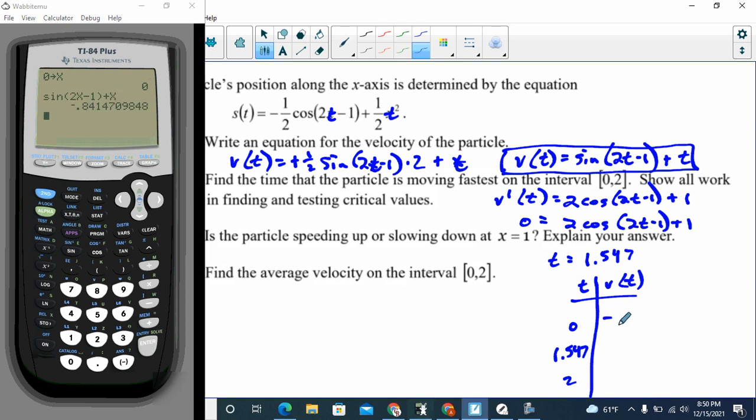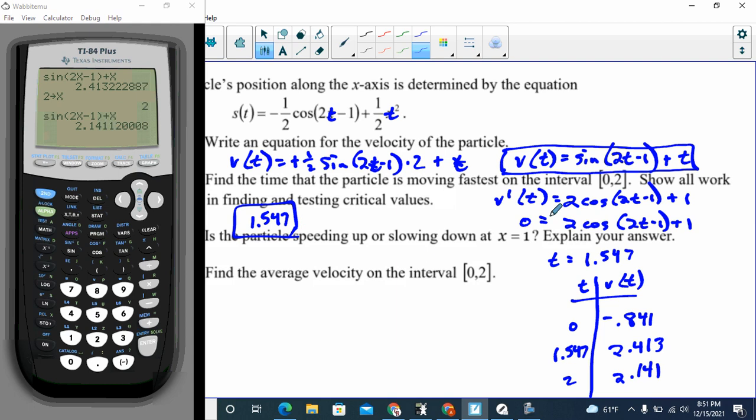So plugging in 0 gives me a speed in the negative direction of 0.841. At 1.547, our speed is 2.413 moving to the right. And at time 2, we are still moving right, but a little bit slower, 2.141. Notice the max speed is indeed 2.413. Question wants the time, which is 1.547. Show all work in finding and testing critical values. That's what we did over here.